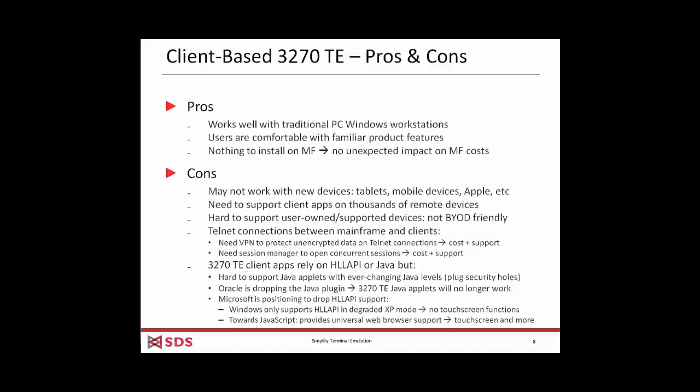This is because the solution is highly sensitive to Java levels, and Java levels are constantly changing to keep up with security fixes. It is cumbersome to keep the Java levels of client devices and client applets perfectly synchronized at all times. Finally, the long-term solution of 3270 emulators that rely on Java applets or HLLAPI is threatened with Microsoft and Oracle trying to drop the support of HLLAPI and Java plugins.